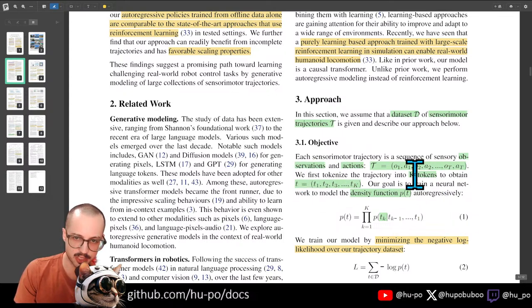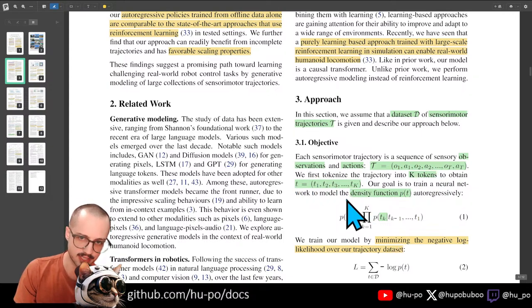They're going to tokenize this trajectory into K tokens to obtain a sequence of tokens T1 to TK. So now we're going to have to figure out a way to go from a series of observations and actions, O1 A1 all the way to OT AT, to a sequence of tokens T1 all the way to TK.